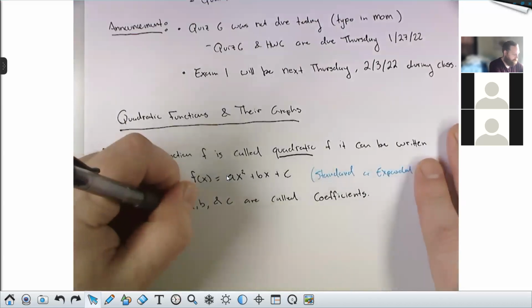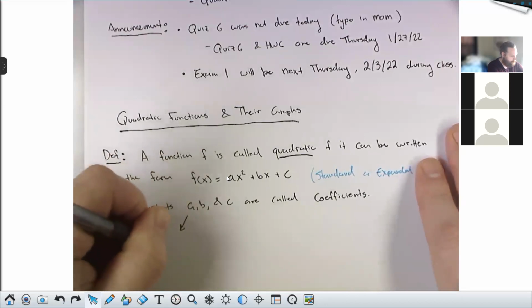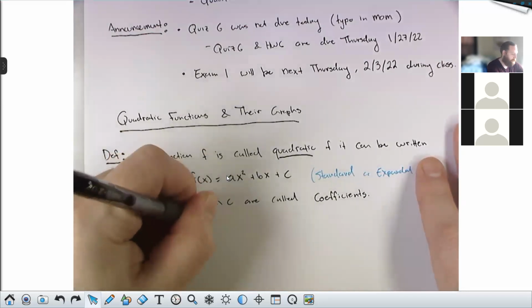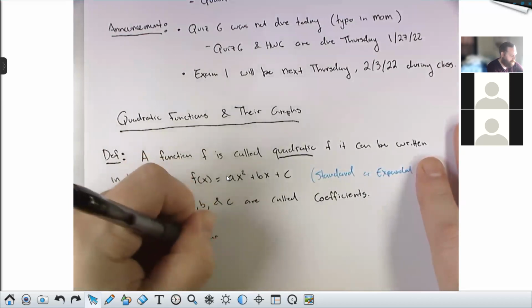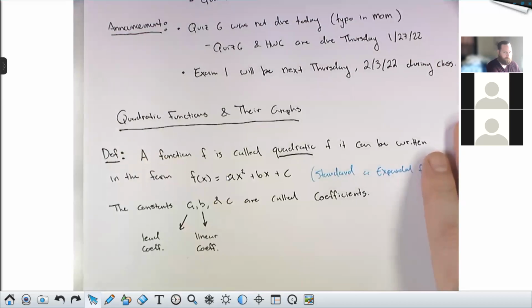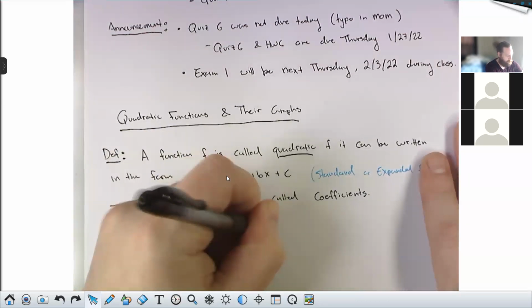A is called the lead coefficient. And I'm going to abbreviate the word coefficient with coef. B is sometimes called the linear coefficient, although that's not always used. People don't always have a special name for B, but A is always called the lead coefficient. And C is always called the constant term.